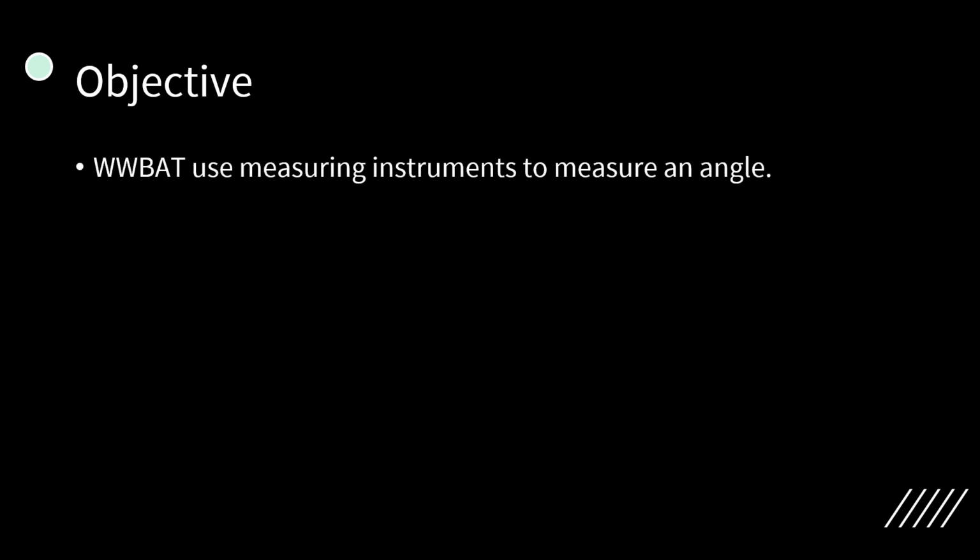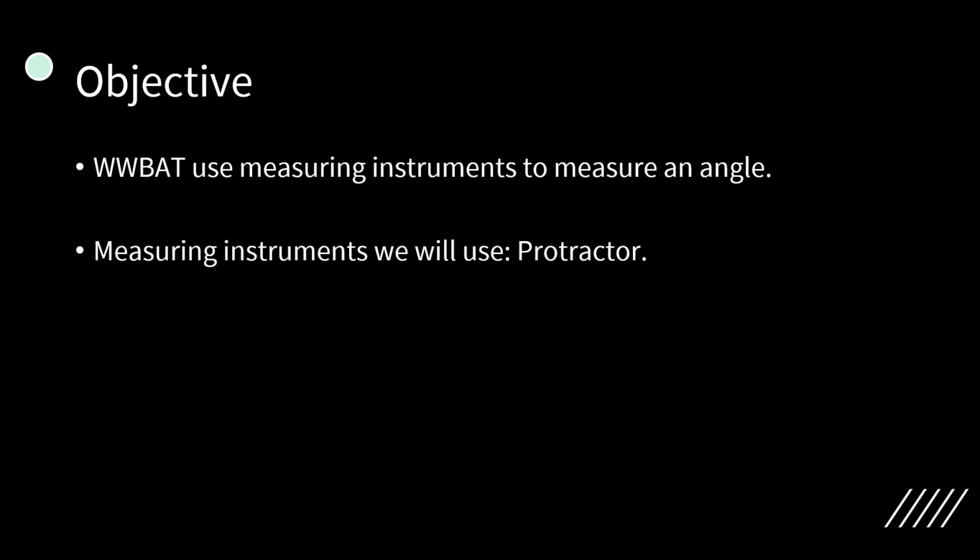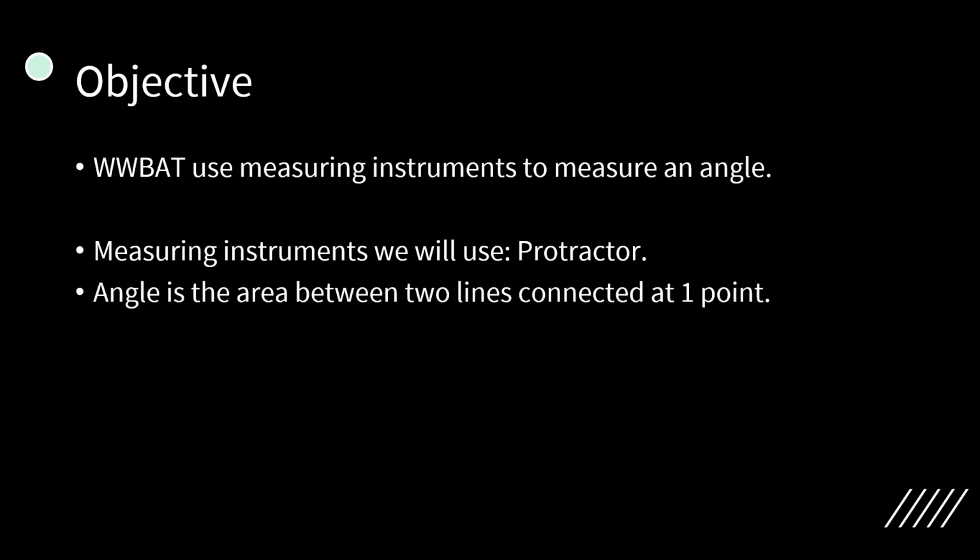Our objective today in class is that we will be able to use measuring instruments to measure an angle. The measuring instrument we will use today is a protractor. And the angle is the area between two lines connected at one point. This is what we will learn to measure by using a protractor.